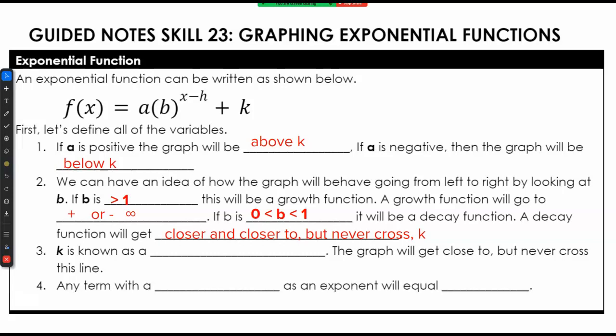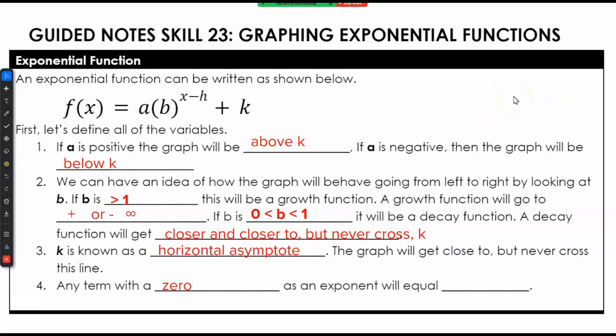K has a fancy name. K is the last number on the end. K is known as a horizontal asymptote. Asymptotes are lines that don't get crossed in a graph, and it goes horizontal, meaning across the graph. The graph will get close to, but never cross this line. So there we go again. The graph will always be above or below k. It will never cross k.